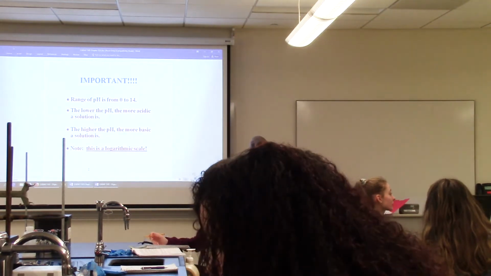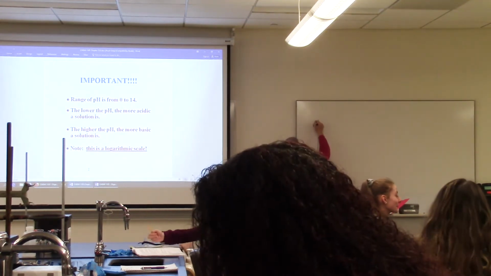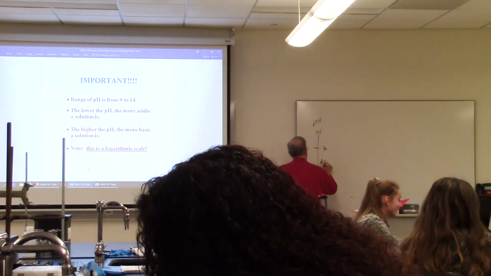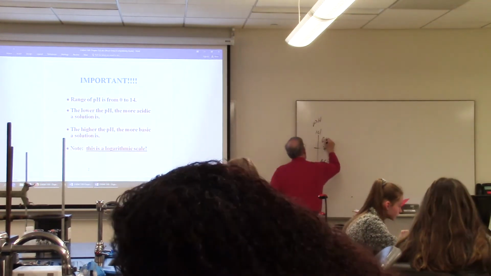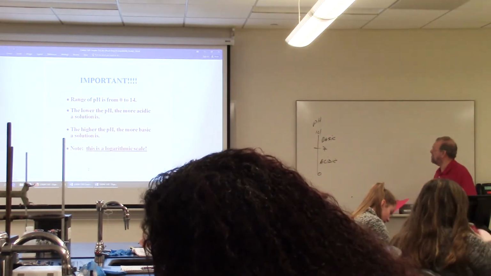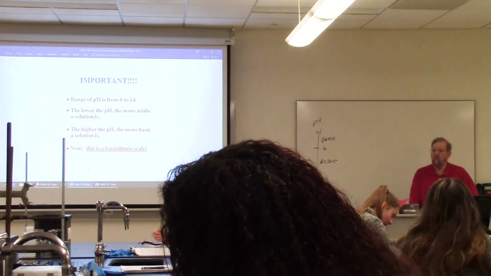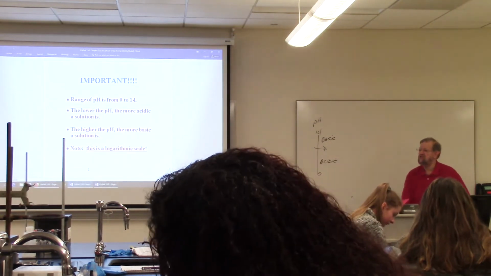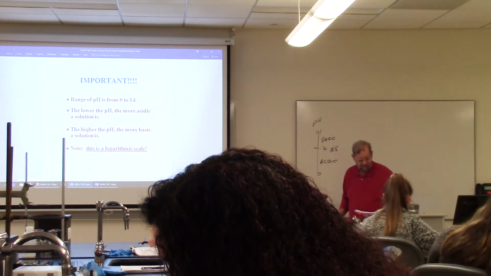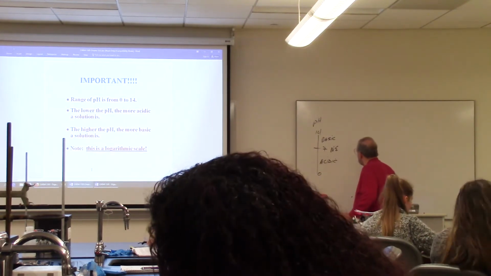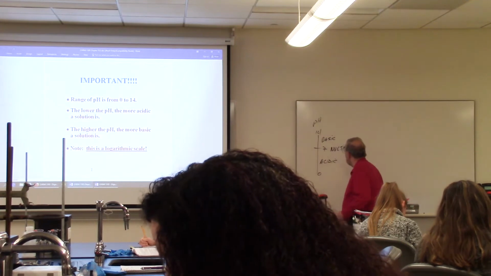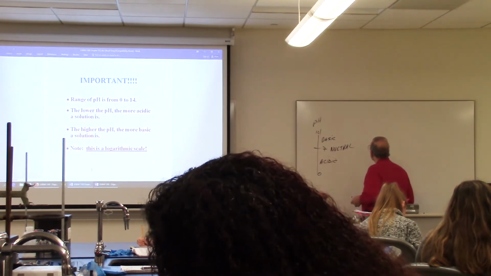All right, we're talking about pH. And pH is a scale that goes from 0 to 14. When you're below 7, we call that acidic. When it's above 7, we call that a basic solution. And when you're at 7, we call that neutral pH.